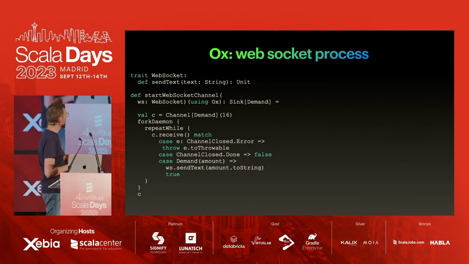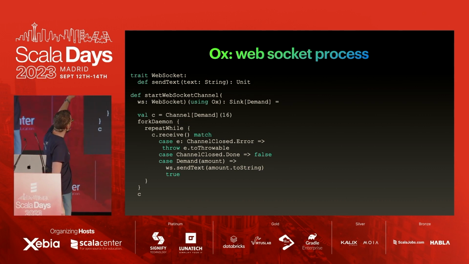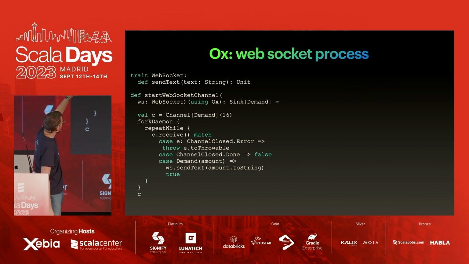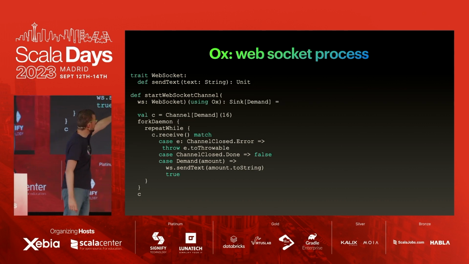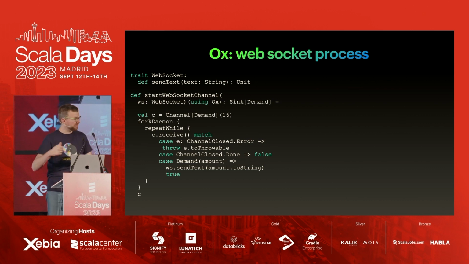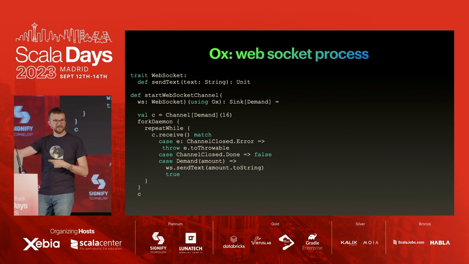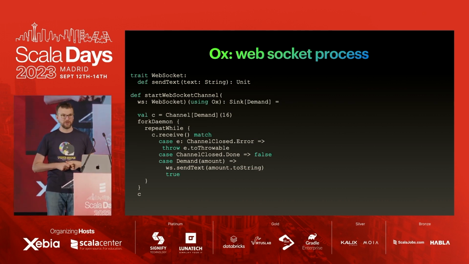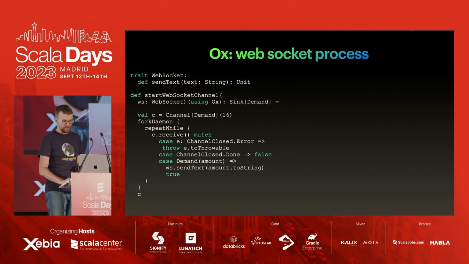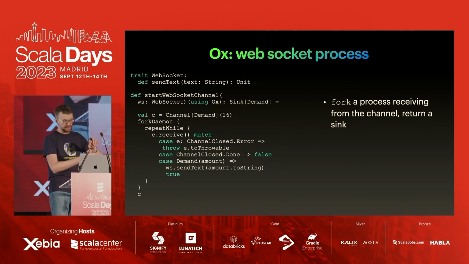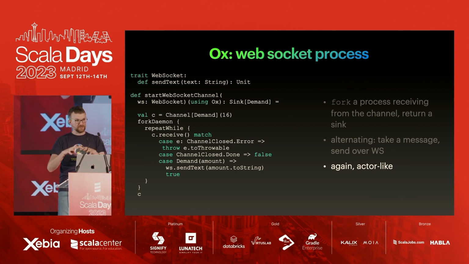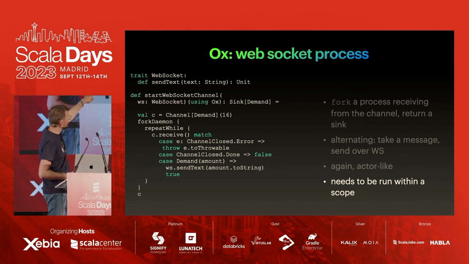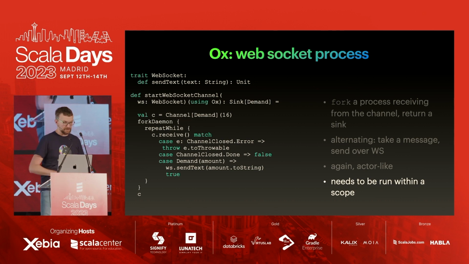Now, how you can actually handle this demand and sending over WebSocket. When we start a WebSocket channel like a queue, what we do is start a background process. The background process continually receives from the channel. If the channel is done, it will simply stop this whole fork. If there is some demand, it will send the demand over the WebSocket. This call over here is blocking, right? So while we are sending the demand over the WebSocket, we won't be receiving any new messages from the queue. So we don't need the buffering that we needed with Pekko. Again, we are alternating between receiving from the channel and sending the demand. And again, it's an actor, right? We've got a queue, we've got some mutable state that's protected by the queue. And this needs to be run within a scope because we are starting forks. So we are using this Ox capability to actually delimit that.